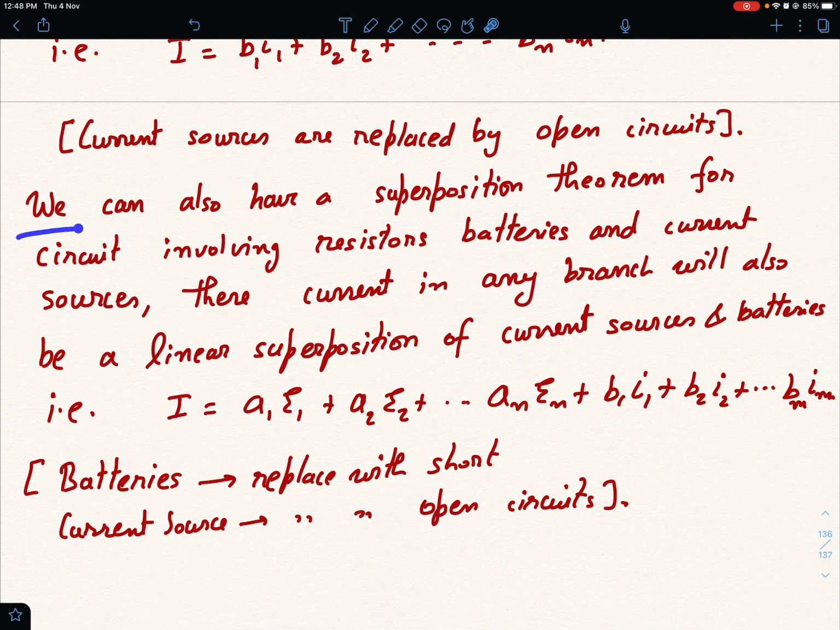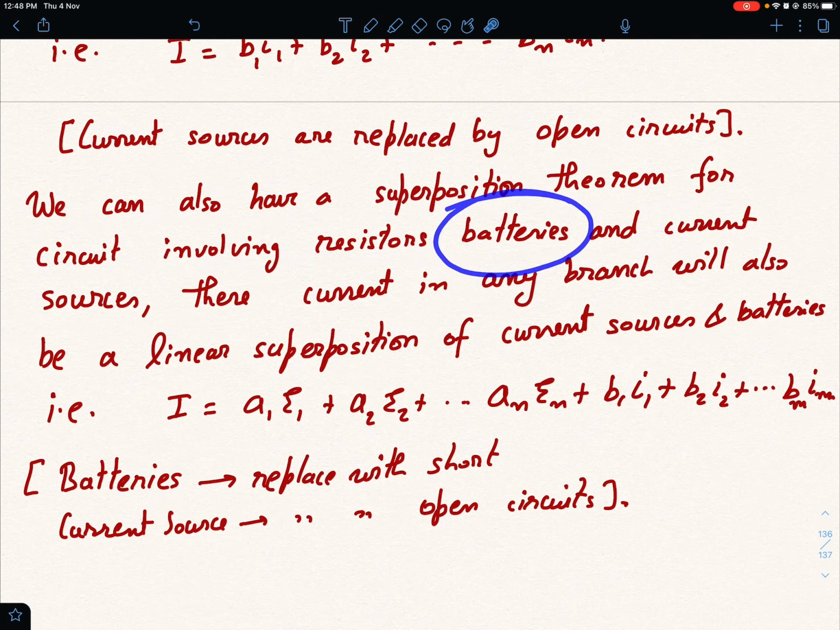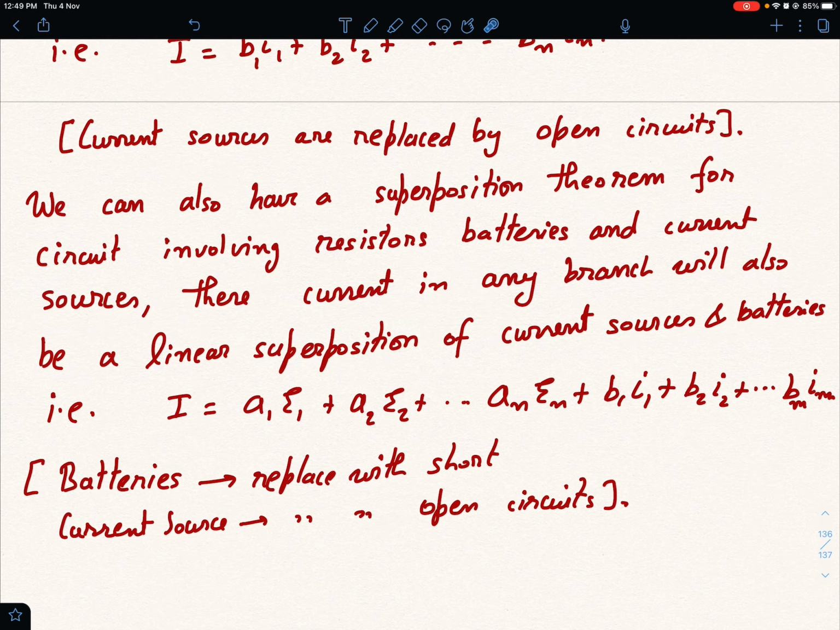So current sources should be replaced by open circuits, unlike the batteries which are replaced by short circuits. Okay, and we can also have a superposition theorem for circuits involving resistors, batteries and current sources simultaneously. There the current in any branch will also be a linear superposition of the batteries and current sources. That is, capital I, if it is the current in some branch, will be of the form A1 E1 plus A2 E2 and so on up to AN EN plus B1 I1 plus B2 I2 and so on up to BM IM. So these are the currents for the different individual current sources. Okay, batteries to be replaced by short circuits and current sources to be replaced by open circuits.